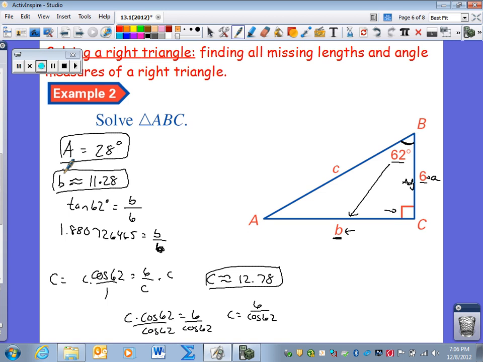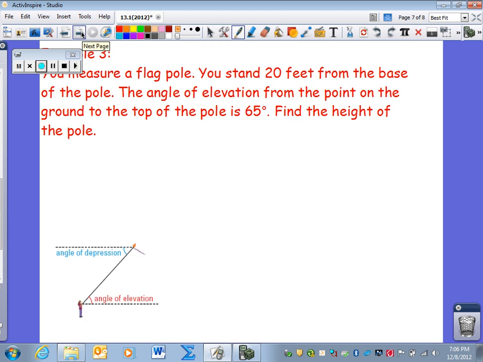Alright, let's go on to the last problem. We got a word problem here. It says, you measure a flagpole, you stand 20 feet from the base of the pole, the angle of elevation from the point on the ground to the top of the pole is 65 degrees, find the height of the pole. I like problems like this. I remember doing them in college. It's kind of nice. I know that some of our teachers take you outside and they use what they call a tonometer, and that measures the angle to a certain point, and then you can figure out how far away you are, and then you can use trig to estimate the height of the building, because you usually don't have to take a measure that goes that high.